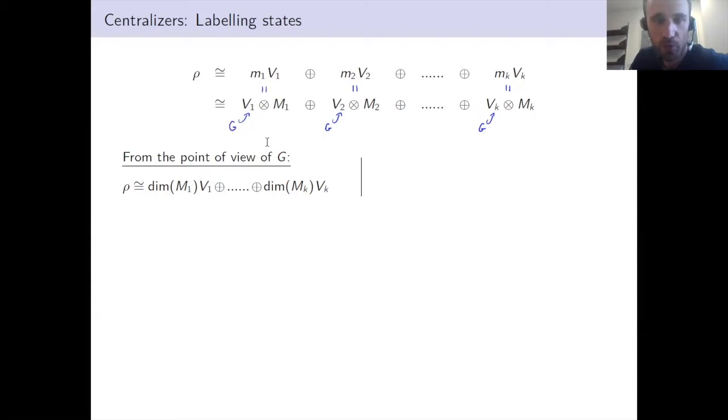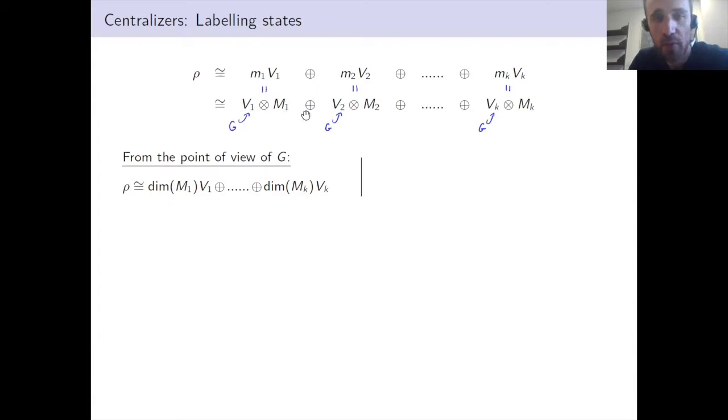First point of view, let's look at it from the point of view of G, the one we started with. So G is actually acting only on its representations, V1 and V2. And so the multiplicity spaces are quite transparent for G. They are not relevant. G is acting trivially on this space. So from the point of view of G, this is a complicated way to say that V1 appears with some multiplicity.